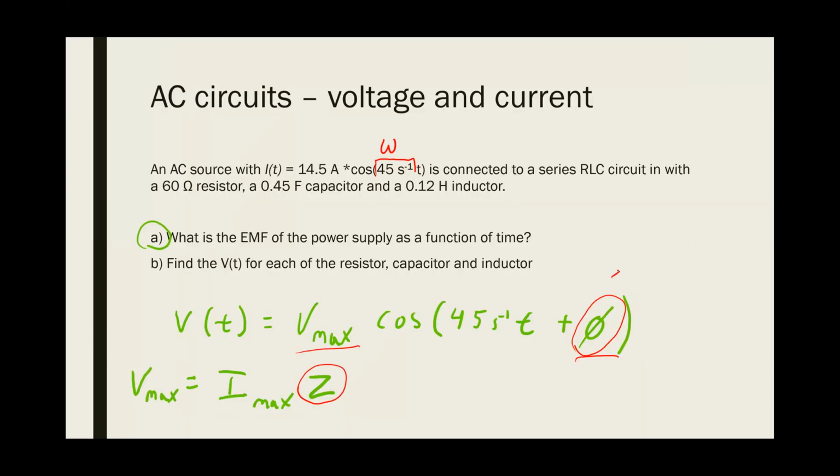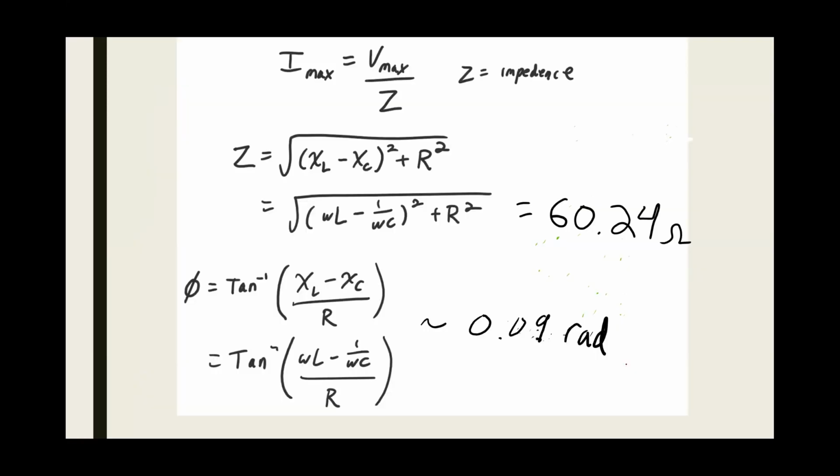So plugging into my voltage function, this would be 0.09 radians. And I could take the impedance times the current, so it would be I max times 60.25 ohms. It's a little bit trippy for omega times an inductance to give me ohms, but it does work out that way, which is cool.